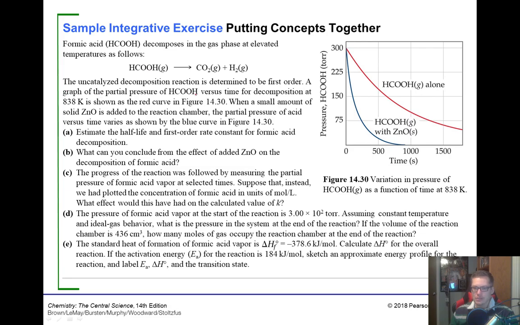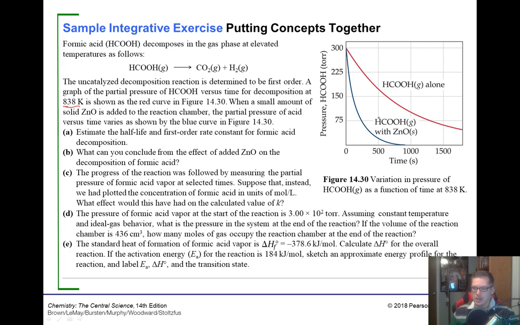A graph of the partial pressure of formic acid versus time for the decomposition at 838 Kelvin is shown as the red curve. When a small amount of solid zinc oxide is added to the reaction chamber, the partial pressure of acid versus time varies as shown by the blue curve. So here it is with the zinc oxide.